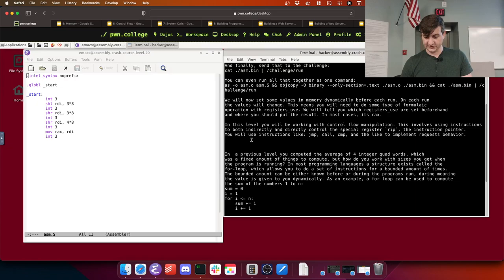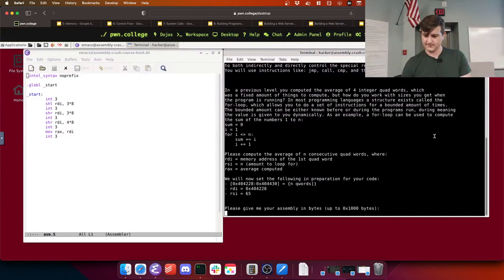This involves using instructions both indirectly and directly to control the special register RIP, the instruction pointer. You will use instructions such as jump, call, compare, and the like to implement the requested behavior. Okay.